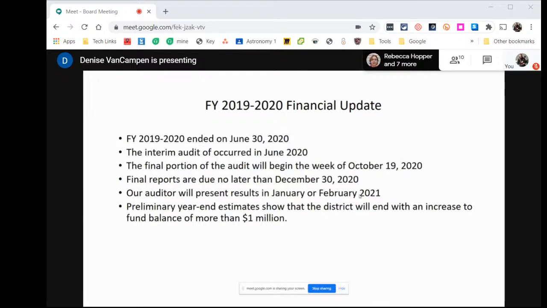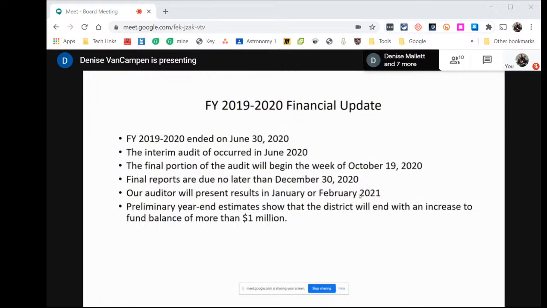The final portion of the audit begins the week of October 19th, and that's where the numbers are all finalized, and over the months after that, we finalize and prepare the audit books. Final reports are due no later than December 30th, and then our auditor will come in and present results to the school board in January or February of '21.